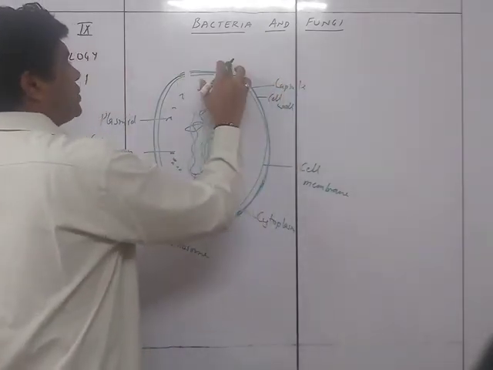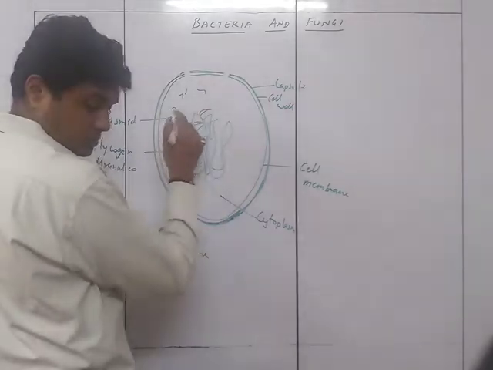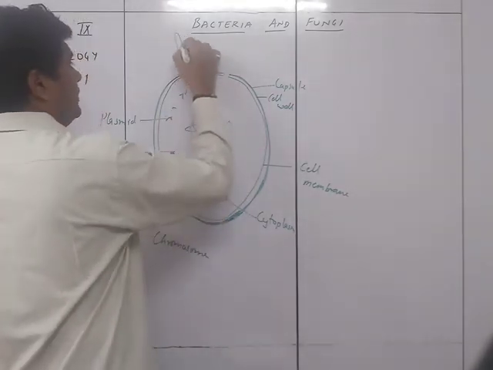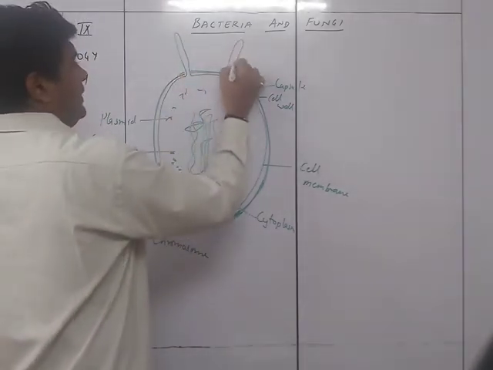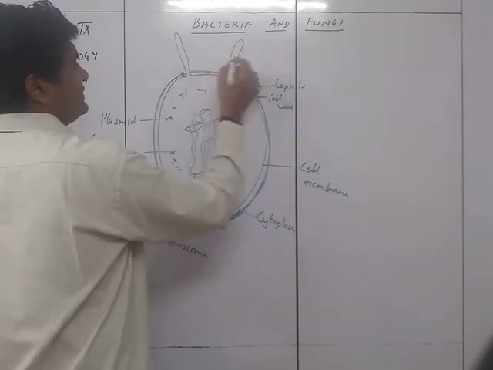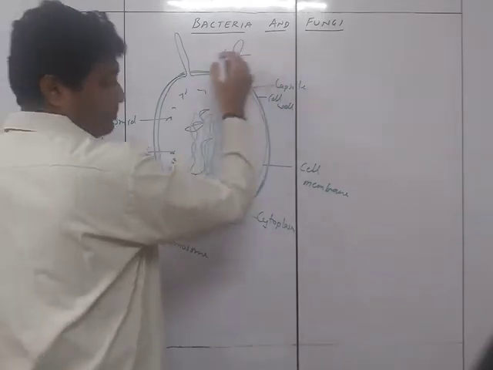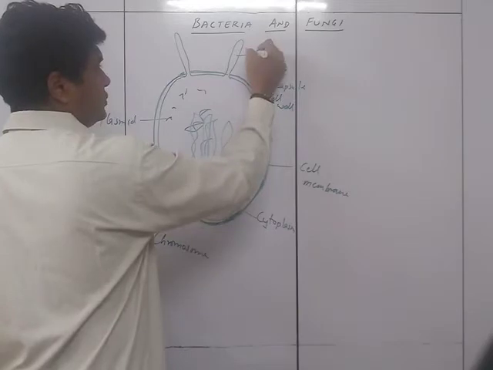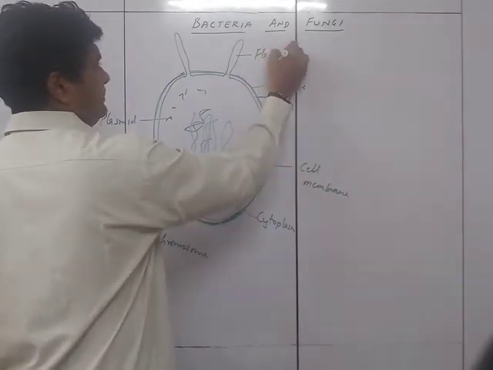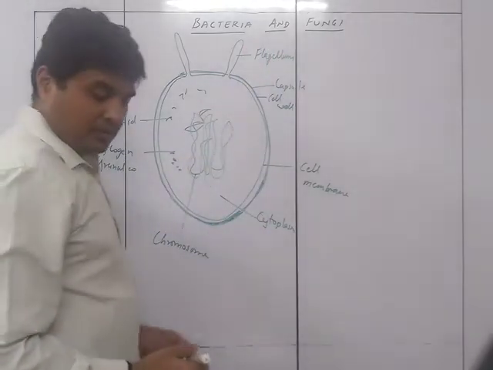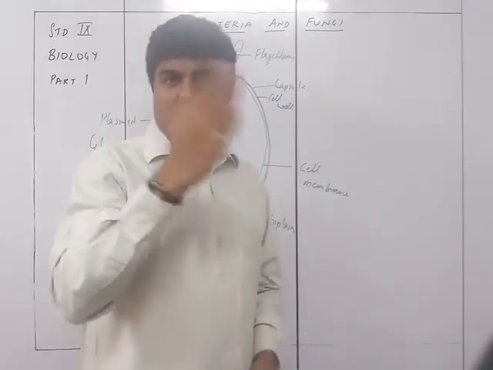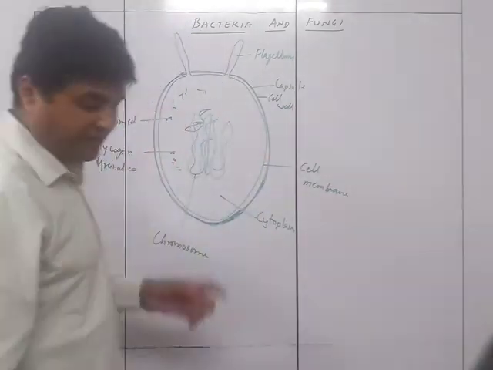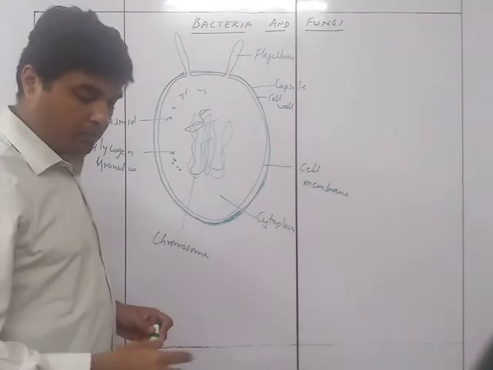And then it has got two antenna kind of things, which is nothing but the flagellum. Flagellum is the one which is helping it to move. So the movement of the flagellum is going to help it to move.